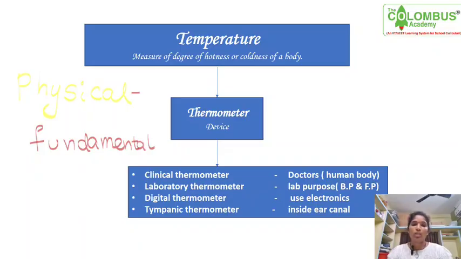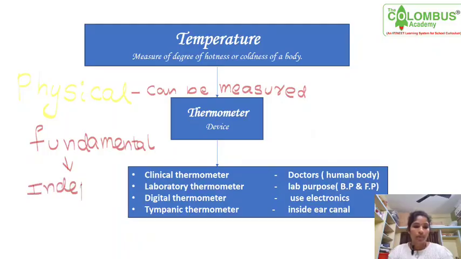which can be measured, we call it a physical quantity. A fundamental quantity is an independent quantity. That means it cannot be expressed in any other form.